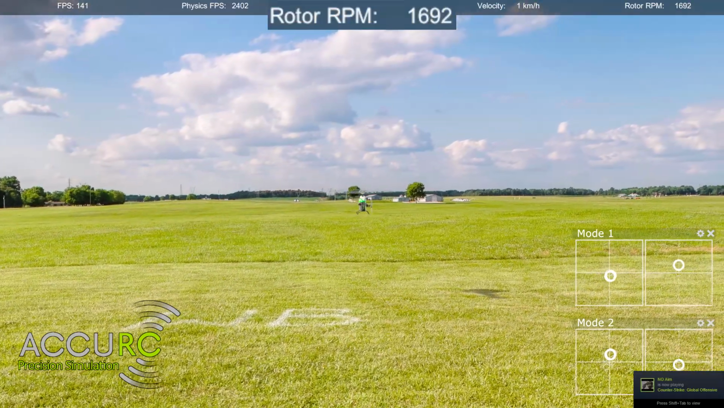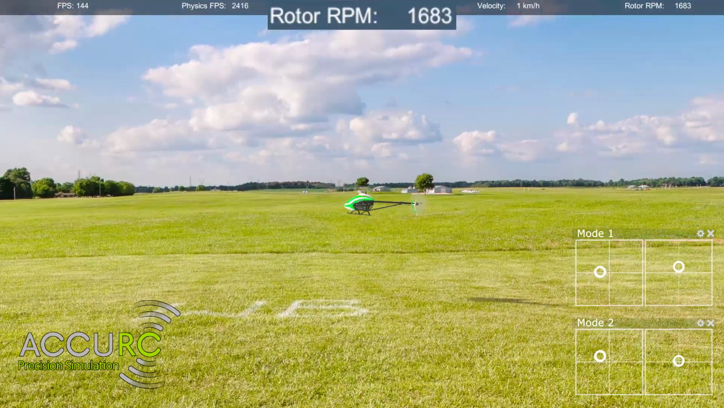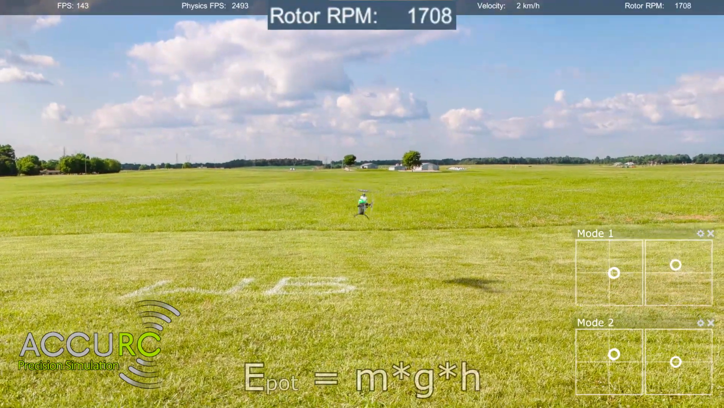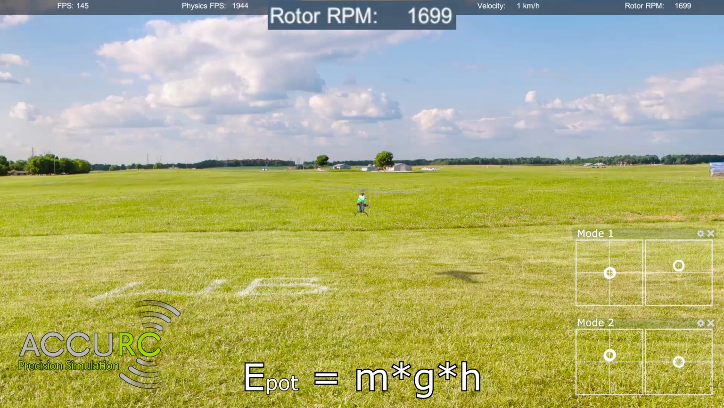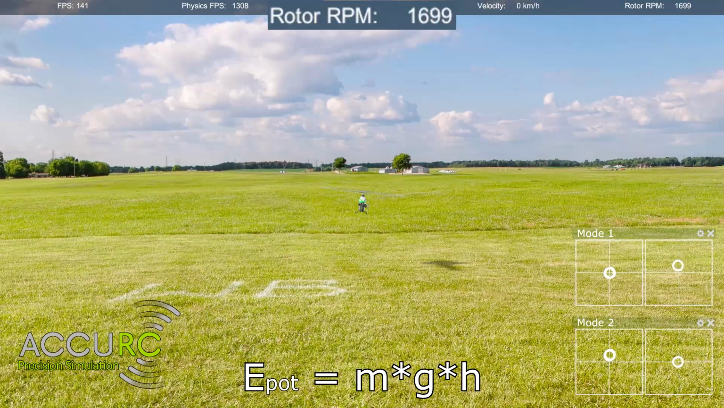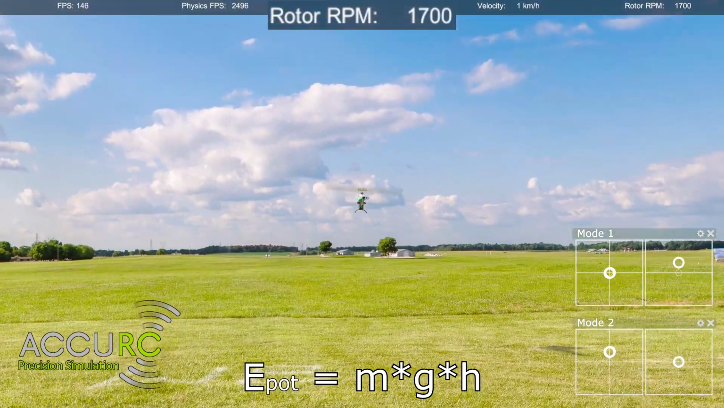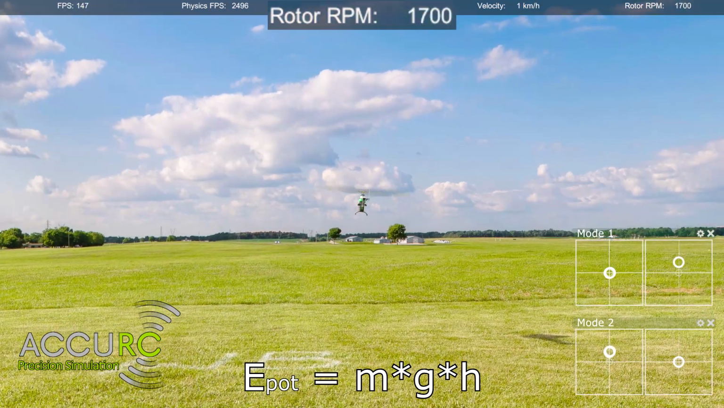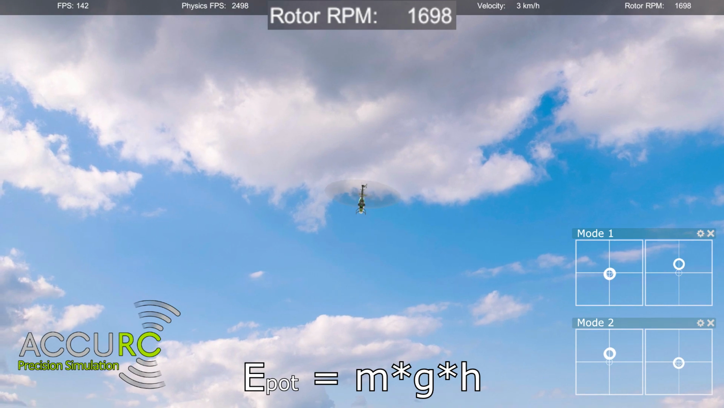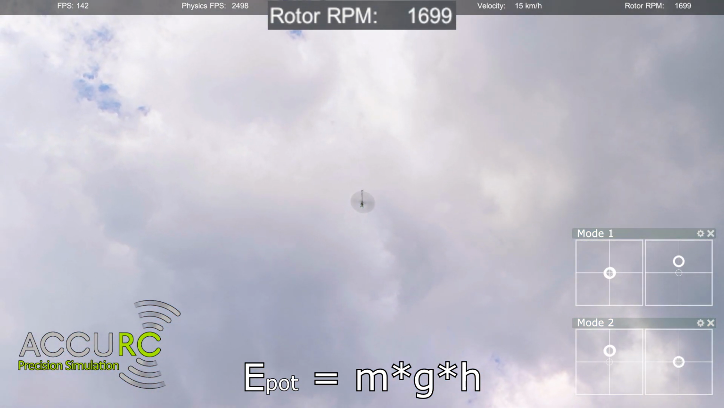Potential energy describes how much energy a helicopter has stored for the height it's at, or any object really. It's described as mass times gravity times height. So for example, if I'm hovering at 1 meter, I have half the potential energy as if I'm hovering at 2 meters. I can double my potential energy again if I hover at 4 meters, and so on. The higher I hover, the more potential energy I have.